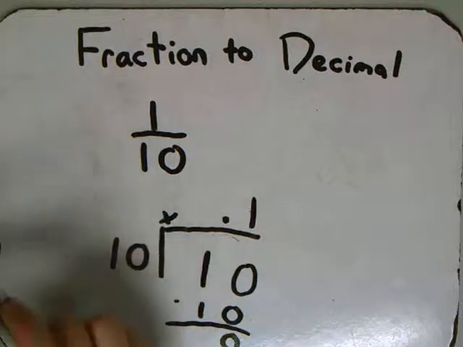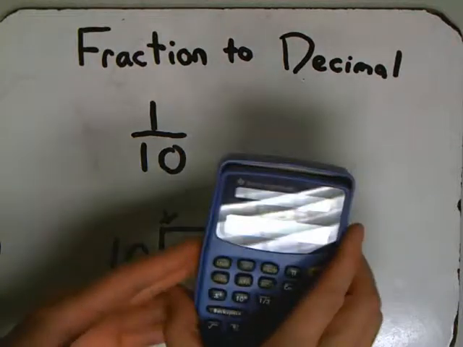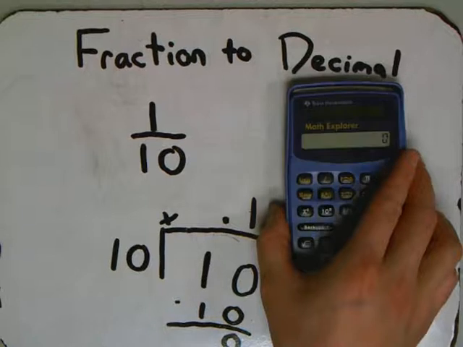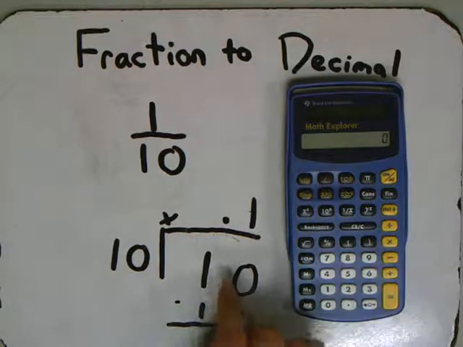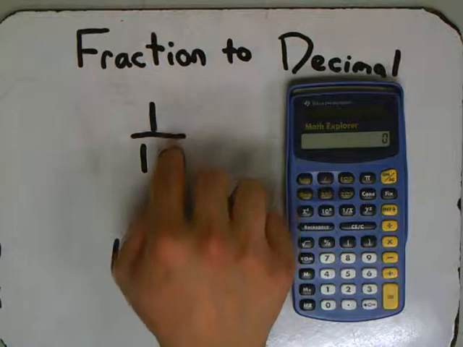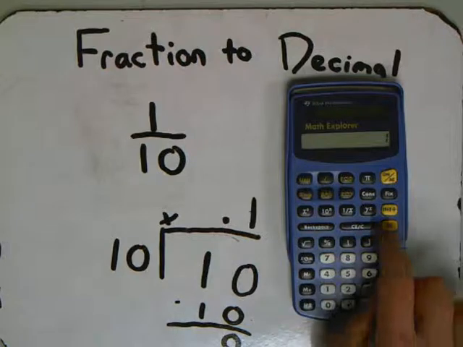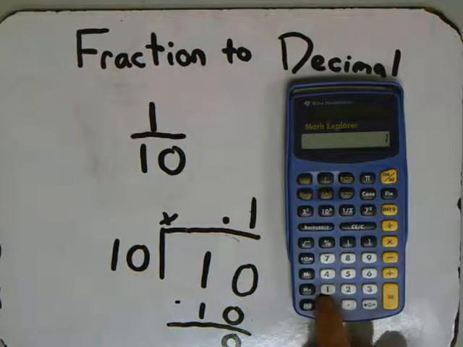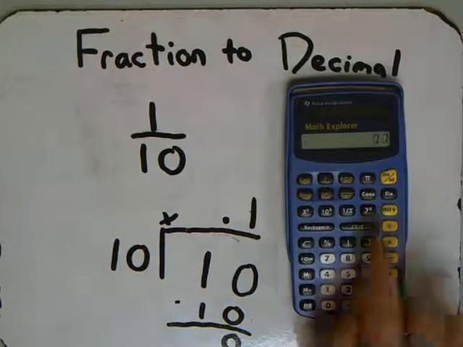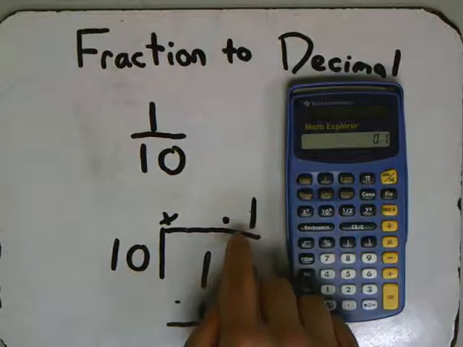A way I can check that is I can take my calculator. I don't know if you can see this, but I can set this right here. And the way I would write this original problem is 1 divided by 10. If I type that on my calculator, 1 divided by 10, it should equal 0.1, and that's what I just figured out here.